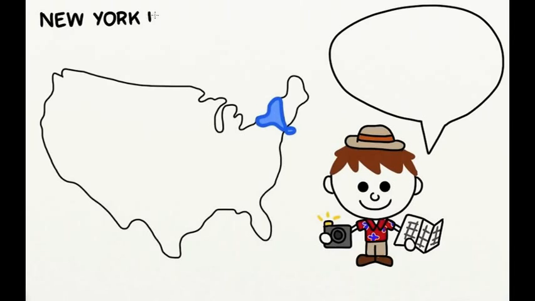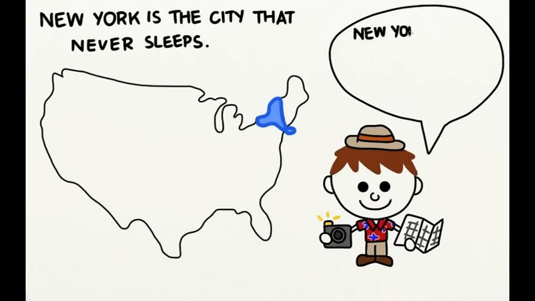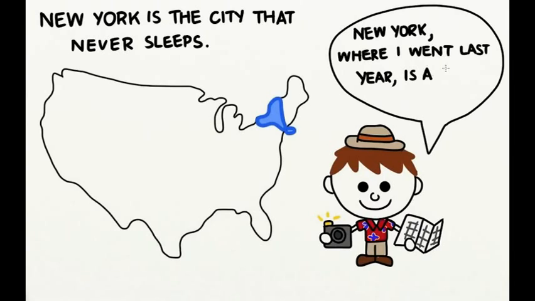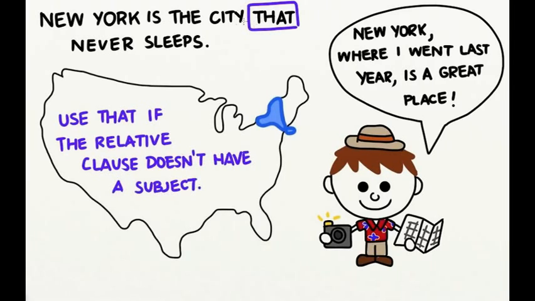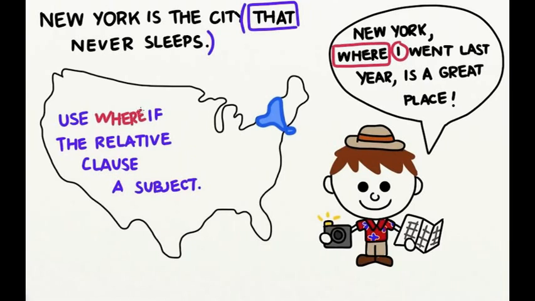Sometimes we use different relative pronouns whether we're referring to the subject or the object. For example, New York is the city that never sleeps. New York, where I went last year, is a great place. Notice we use that if the relative clause doesn't have a subject. We use where if the relative clause has a subject. In this case, the relative clause contains the subject I.